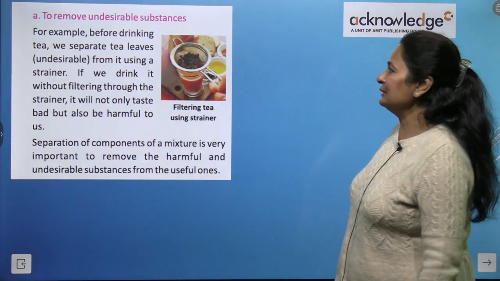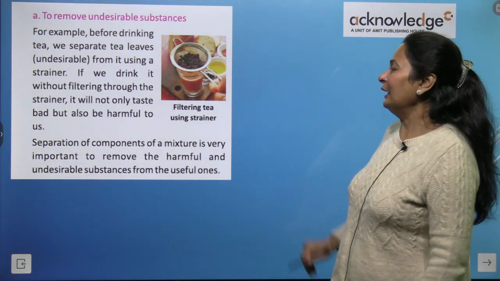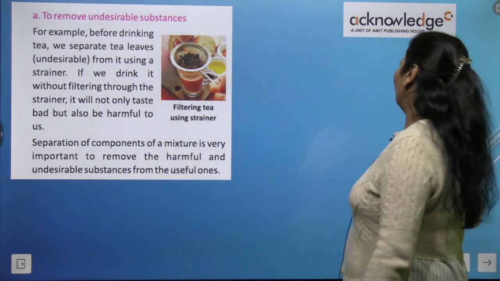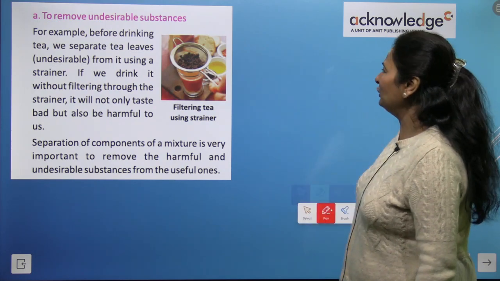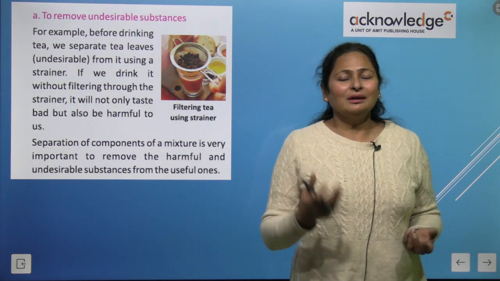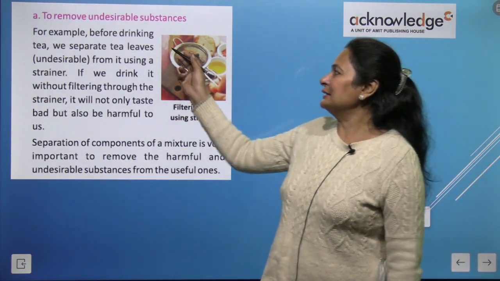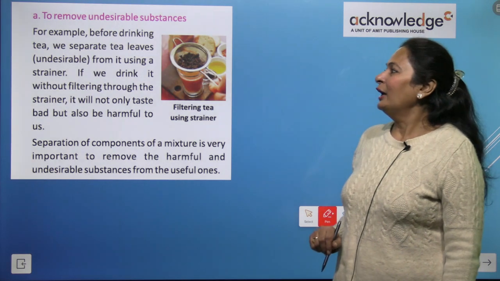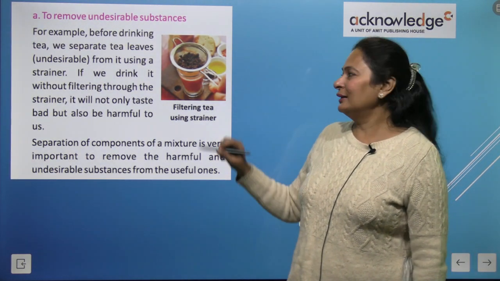But let's know why we need to separate it. There are certain reasons that we need to separate a mixture. First is to remove undesirable substances, the substances that we don't need or that are harmful for us, so we need to separate them. For example, before drinking tea, we separate the tea leaves from it using a strainer.